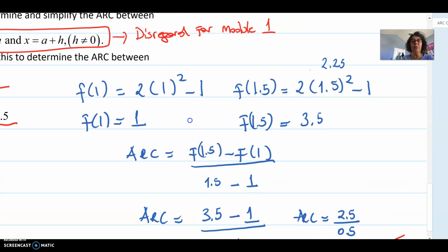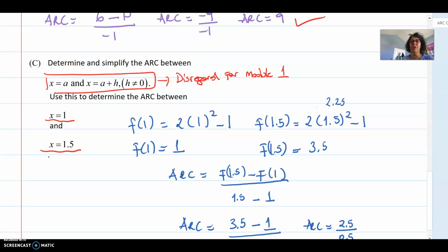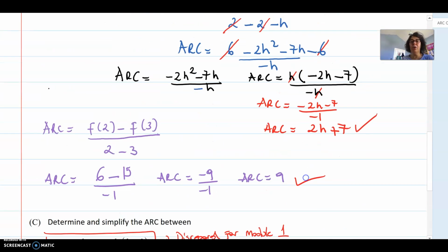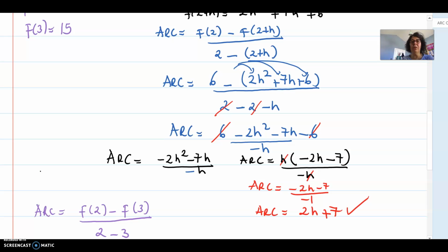Remember that we need to find the average rate of change in terms of values. We're required to know that, but this portion that I've done algebraically, it's not going to go in the module 1 test yet. All right, see you soon.